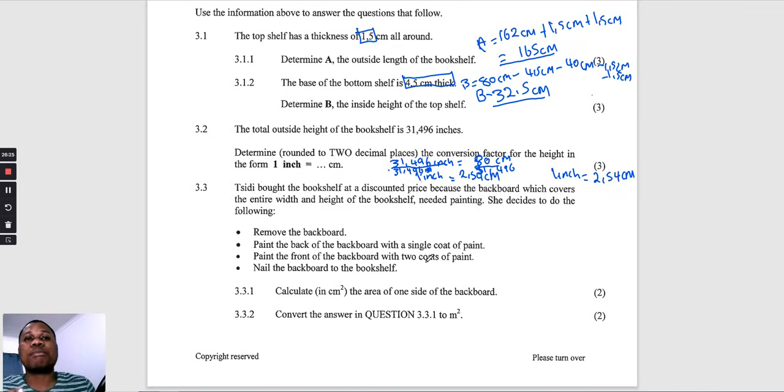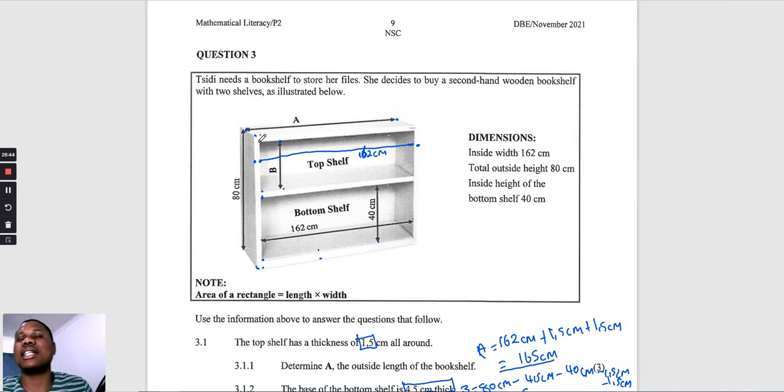Okay, so all in all, it means she needs 3 coats of paint. Now they say nail the backboards to the bookshelf. Calculate in centimeters the area of one side of the backboard. When we analyze this, we can see that this is a rectangle. This is a rectangular prism because it has a width, but the width is not given here. We are only given the height and the length, or we are given the inside width.